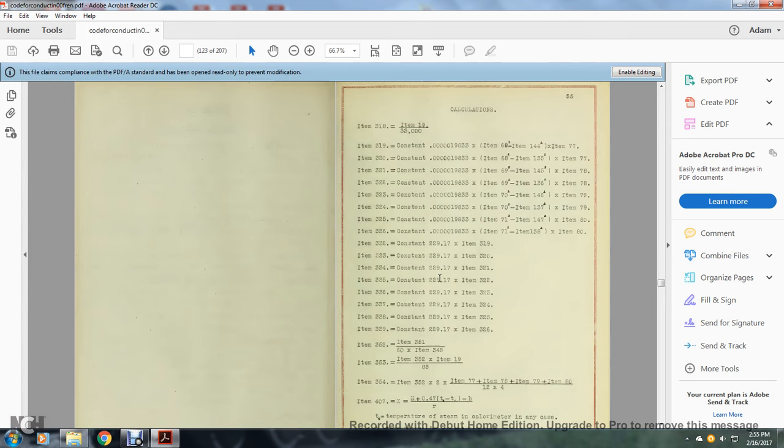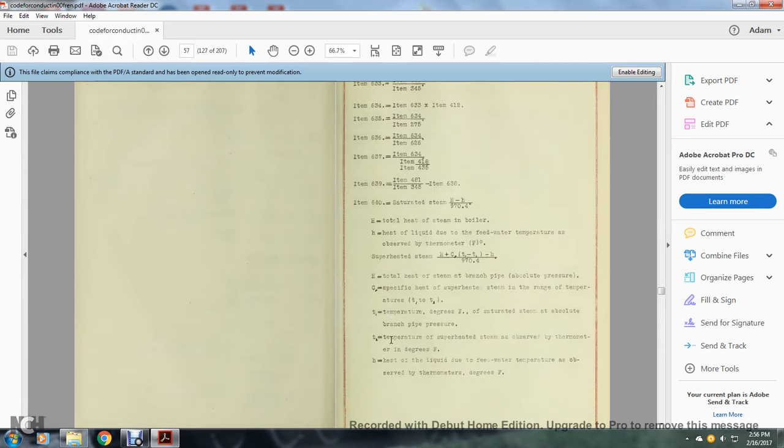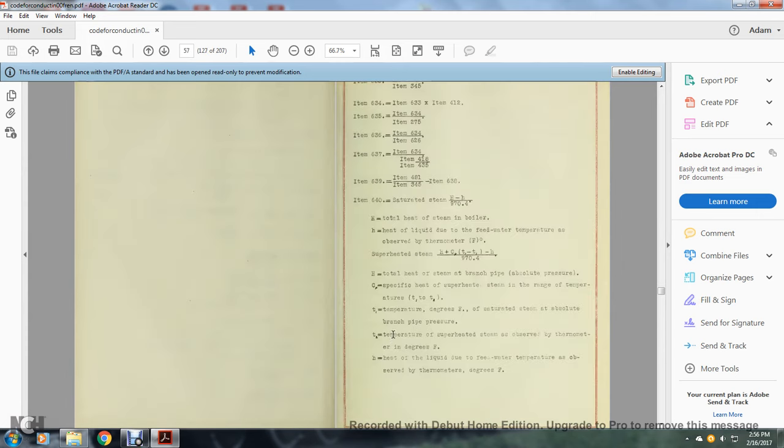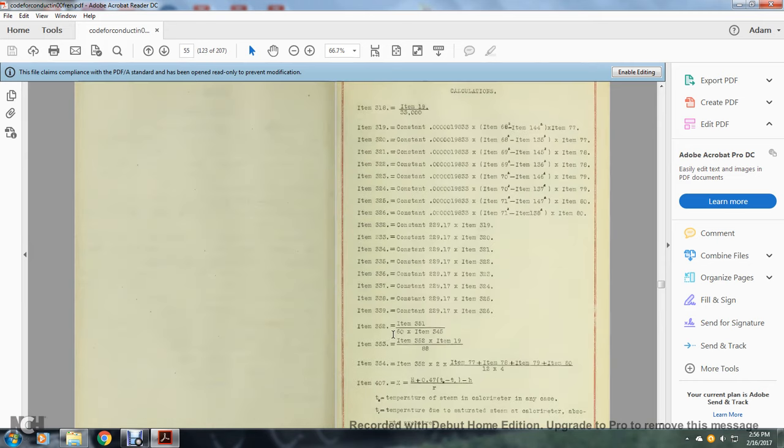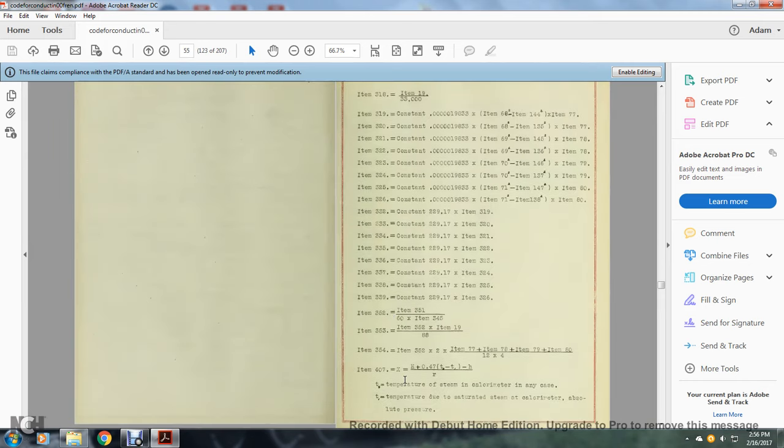Alright, these show your calculations for items 318 through 407. Actually, 627. These are calculations. We're just going to read what the symbols stand for.